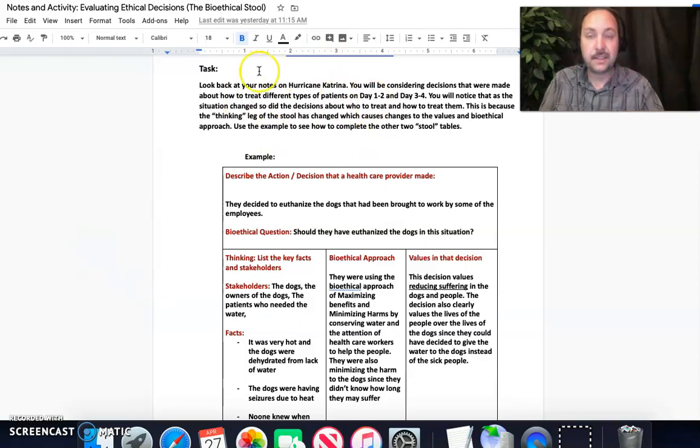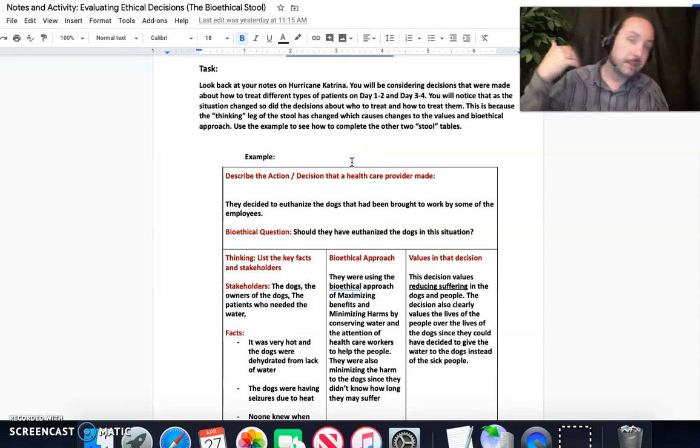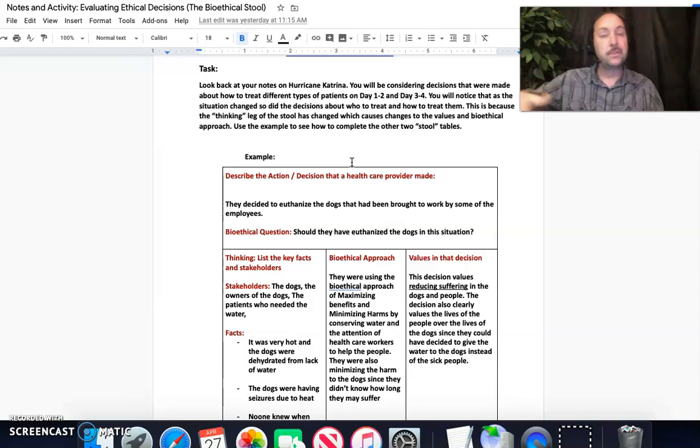So I'm looking at this intro right here. If you read through that quickly. Okay. So when the thinking leg of the stool, the facts, change, so does the action or decision people take. When plenty of boats are coming and they're rescuing lots of people, well, of course you rescue the people that are the sickest and need the most first, right? You get them out of there quick and get them to safety, and then you rescue the people who need less. But by day 4, nobody's coming anymore to save you. You're not even sure if anybody's going to come. You're tired. You're out of water. The facts are different. So who you save, the action you take in your bioethical stool, changes.